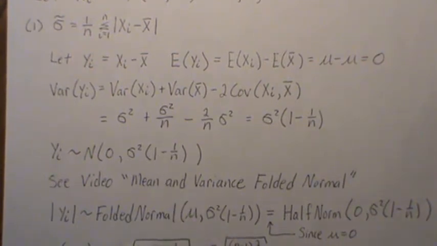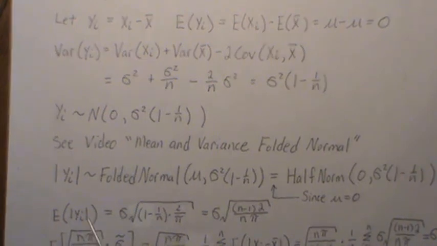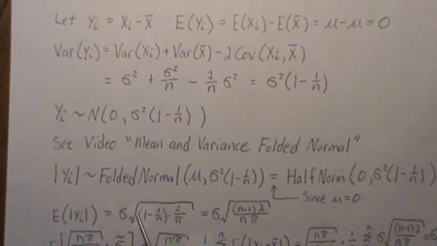And the reason we have to look at this is because when we take the expected value of the absolute value of yi, that's a half normal distribution. And the mean of that is this. It's the square root of the variance, which is this, and so that square root comes out, but this piece has to stay in, times the square root of 2 over pi. And then this can be simplified to this.